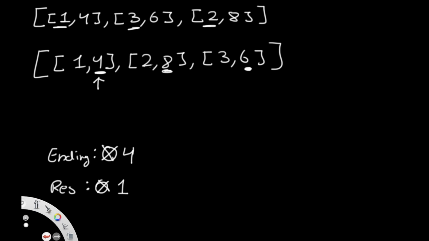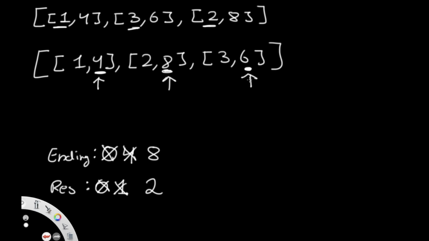Again, we're not worrying about our start value since we already considered that while sorting. So now we have the number 8, and 8 is again greater than 4. Since it's greater, that becomes our new ending, and we again increase our result by 1. So now our result has a length of 2. Now we go on to the next number.